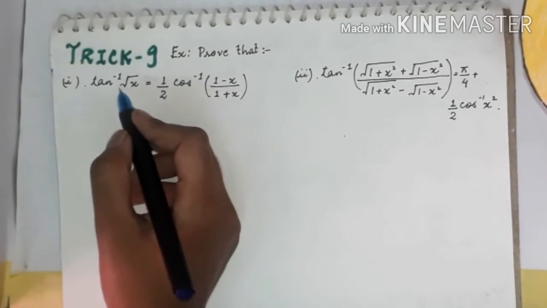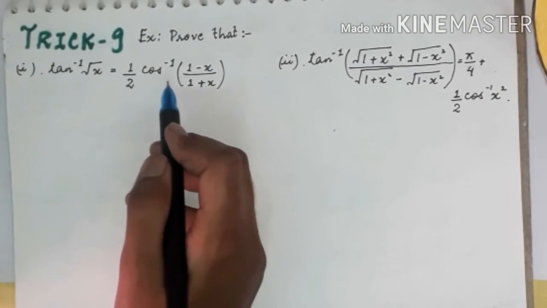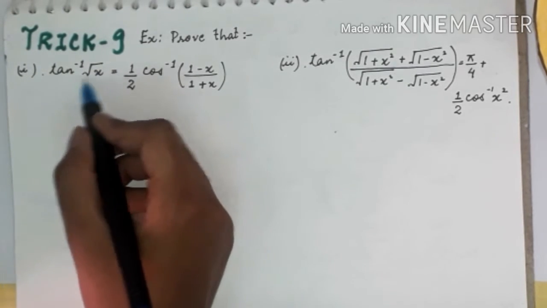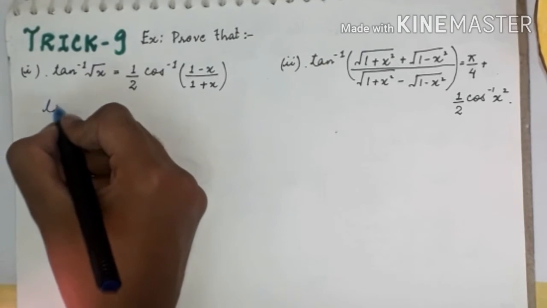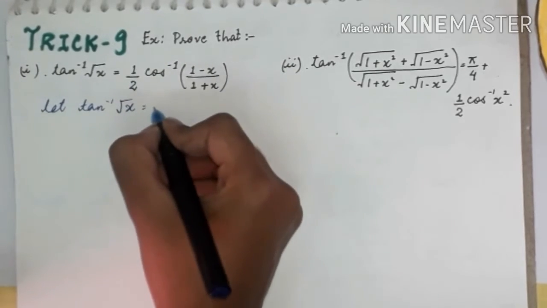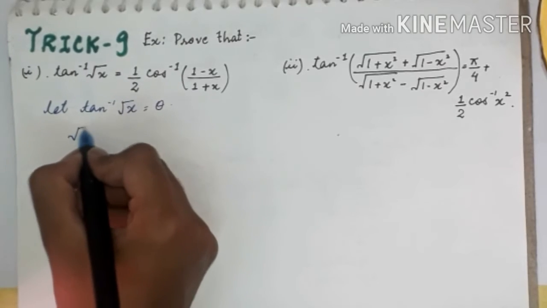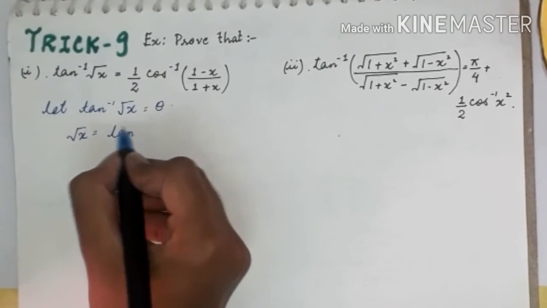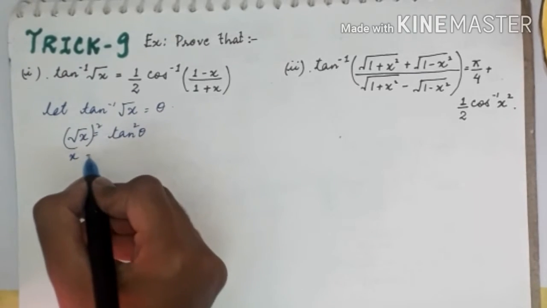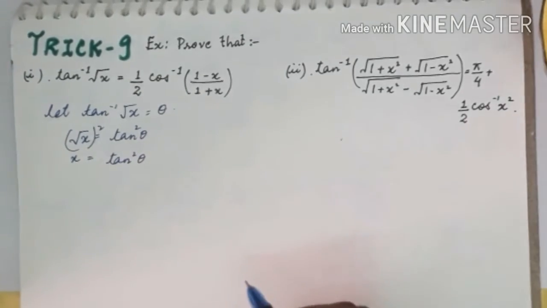See, you just have to let the simple inverse trigonometric function. Comparing these two, which one is the simplest one? This one, tan inverse under root x. So just let tan inverse under root x be equal to theta, or y, whatever you want. Then under root x is equal to tan theta. And if you square both sides, then you get x is equal to tan square theta, isn't it? x is equal to tan square theta.